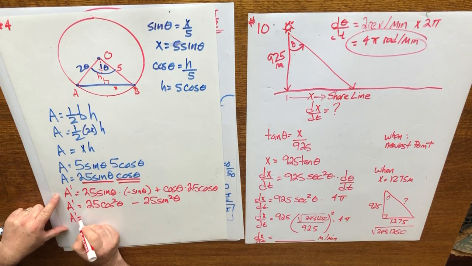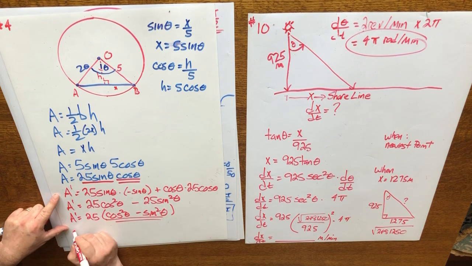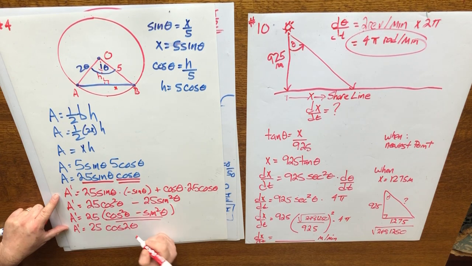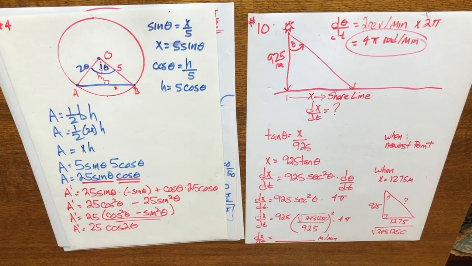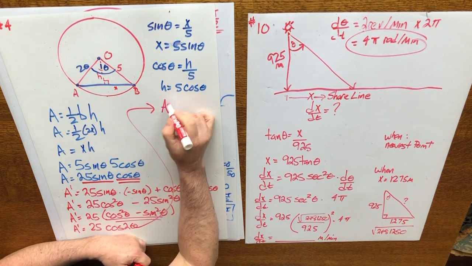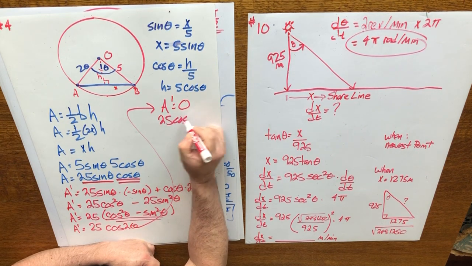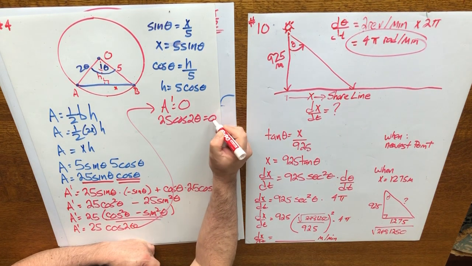So A prime equals, common factoring out the 25, cos squared theta minus sine squared theta. Well, that's an identity. That's equal to cos 2 theta. And we're back to where we were before. I'll continue this question up here. When does A prime equal 0? When 25 cos 2 theta is equal to 0.